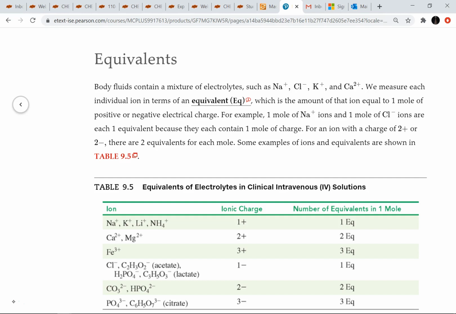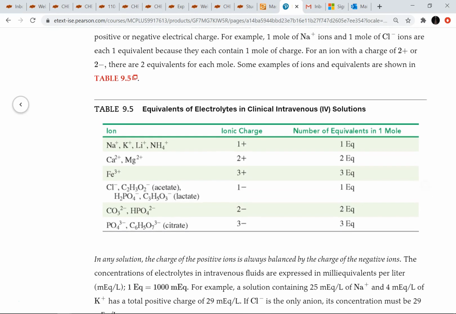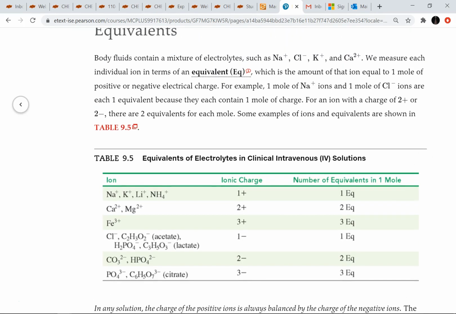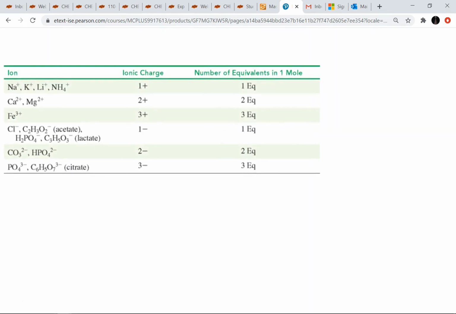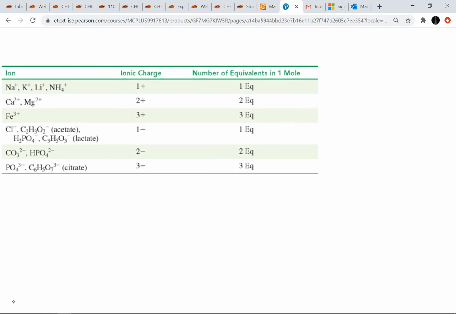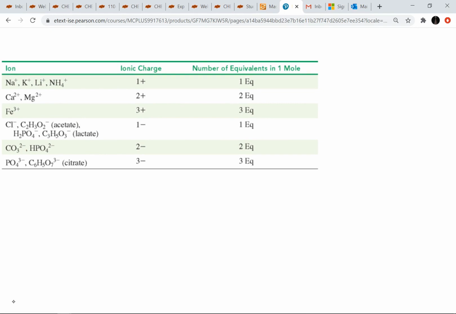If you have an ion with a 2 plus charge or a 2 minus charge, that would then suggest that there are 2 equivalents for each mole of that ion, right? So again, the equivalent is the amount of that ion that's equal to 1 mole of positive or negative electrical charge. So if you look down here in your table, it shows that if you have something like iron 3 plus, with a 3 plus charge, that actually has 3 equivalents in every mole, 3 equivalents of positive charge, in other words.